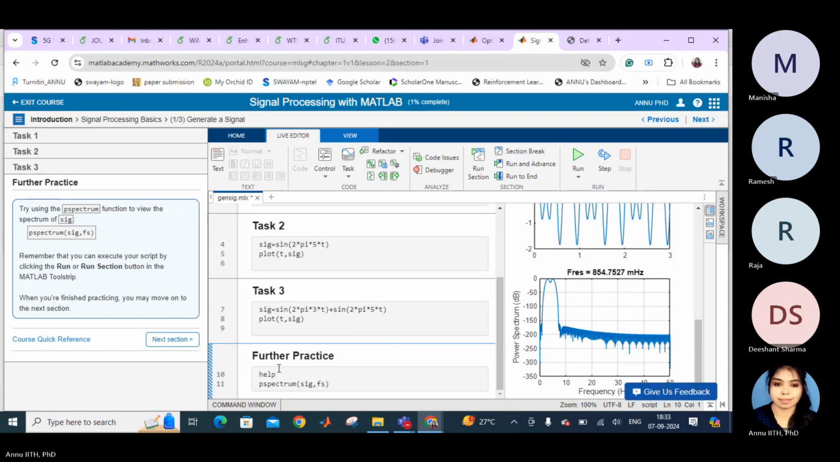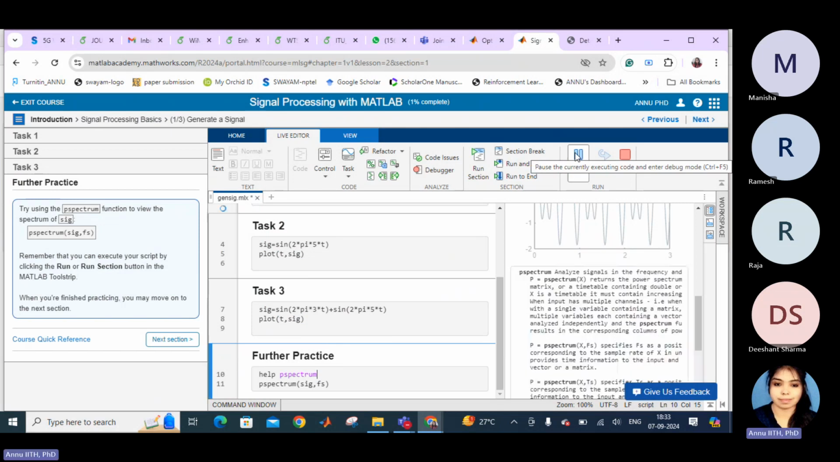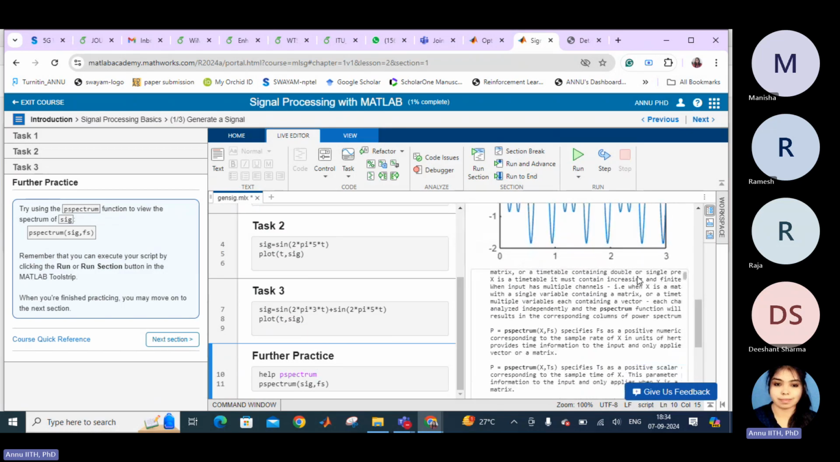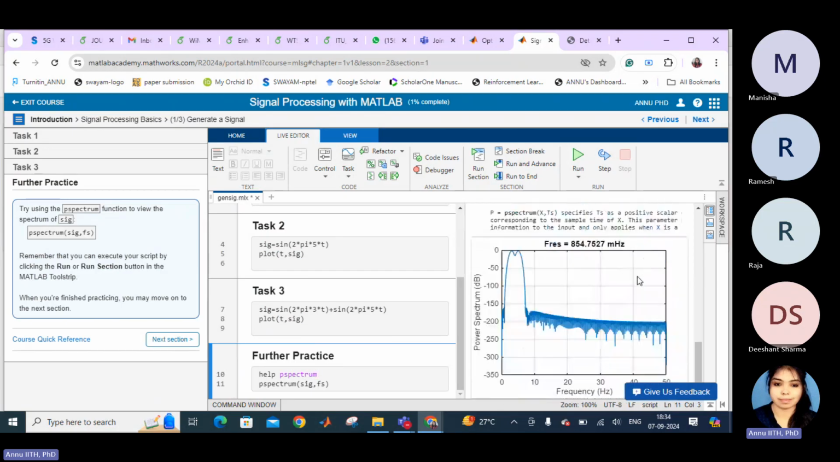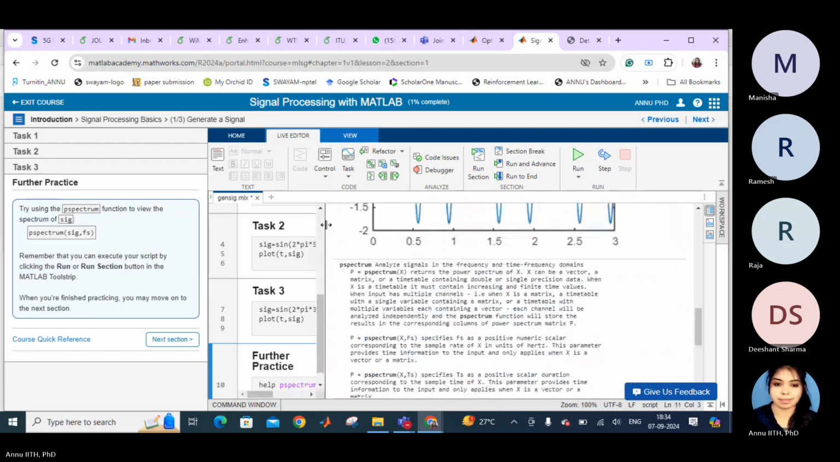help power spectrum. Okay. So power spectrum is used to analyze the signal in the frequency and time-frequency domains. Okay, so let's first read this. It analyzes signals in the frequency and time-frequency domains, where P equals pspectrum(X) returns the power spectrum of X.